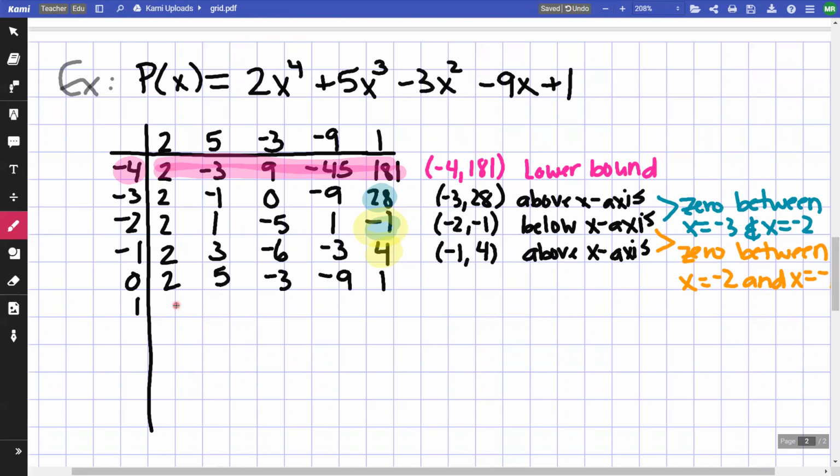Bring down my 2. Now, 2 times 1 is 2. I add it to 5. I get a 7. 7 times 1 is 7. I add it to -3. I get a 4. 4 times 1 is a 4. I add it to -9. I get a -5. -5 times 1 is a -5. I add it. I get a -4. Notice anything?